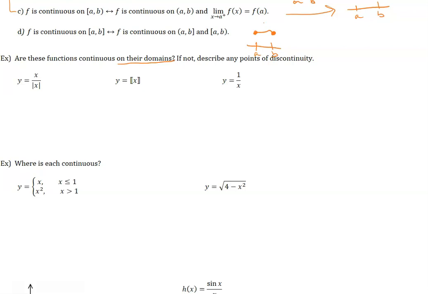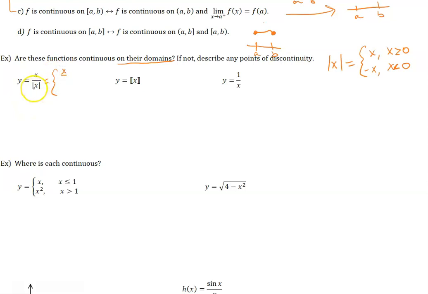For the first one, we have y equals x over the absolute value of x. You may have seen something similar in some chapter 0 homework problems. My recommendation for a problem like this is to split it as a piecewise function. Before we go any further, I want to define absolute value of x real quick. Absolute value of x is defined as a piecewise function: x when x is greater than or equal to 0, and the opposite of x when x is less than 0. If I have anything else that involves absolute value of x, I can split it as a piecewise function.